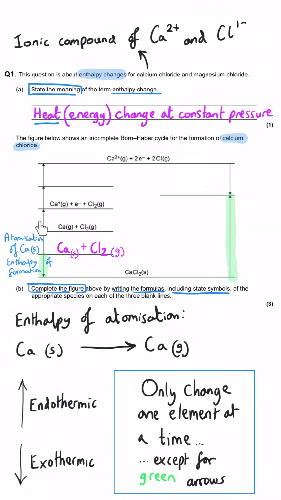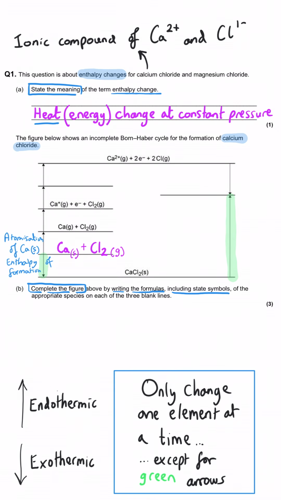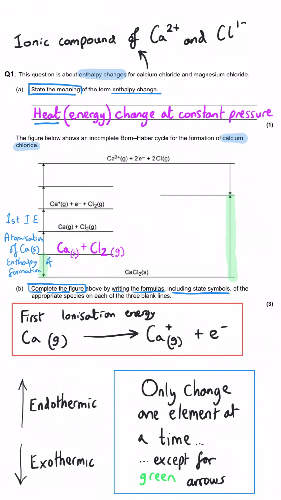And then we can see for the next line up, also endothermic, that the calcium gas is becoming calcium 1+ gaseous with an electron. So that means that this reaction was the first ionization energy of calcium because we've taken a mole of gaseous atoms and we've turned it into a mole of singly positive gaseous ions and also taken that mole of electrons away.